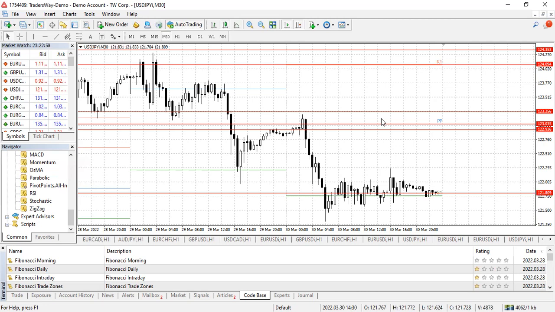So I hope you understand how this pivot point works. All right. So these are some things we need to understand about pivot points.